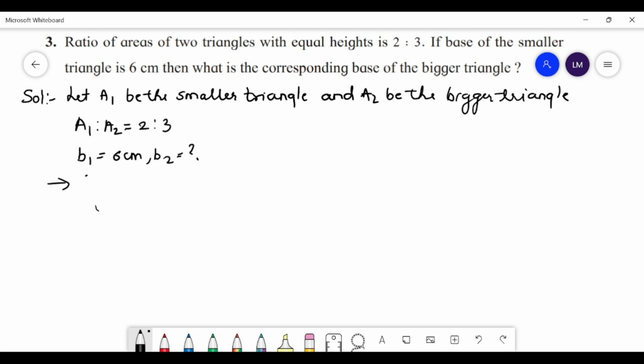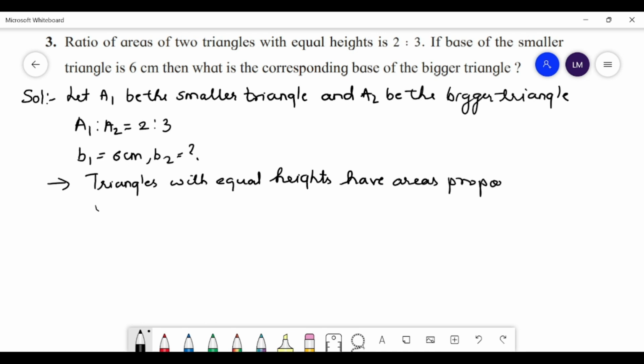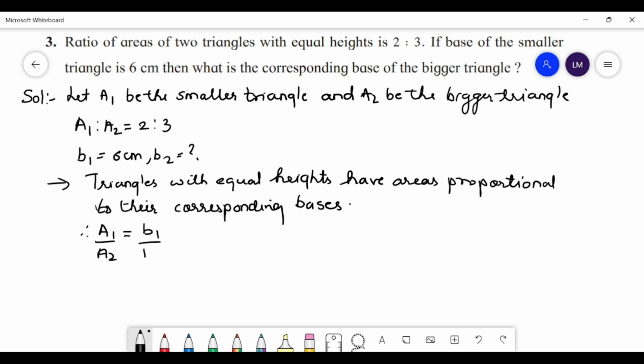So we know the statement, triangles with equal heights have areas proportional to their corresponding bases, right? Therefore, A1 upon A2 will be equal to B1 upon B2.